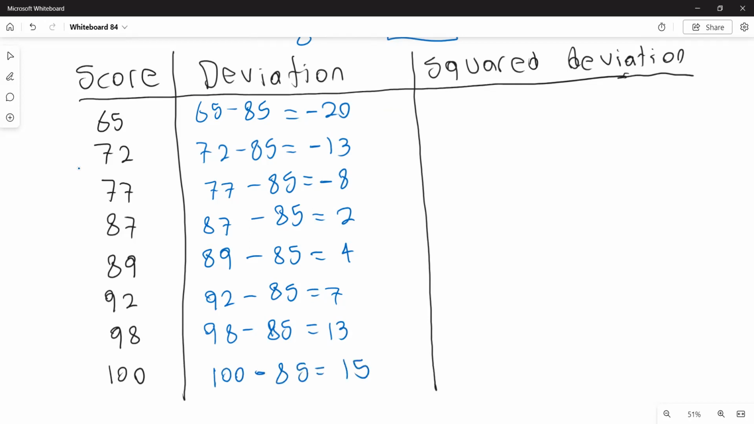Okay, and then square those values. So negative 20 squared is 400. Negative 13 squared is 169. Negative 8 squared, that's 64. Then we have 4, 16, 49, 169, and 225.